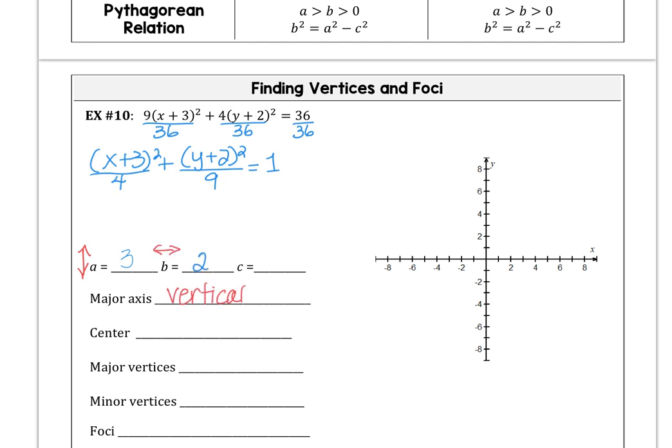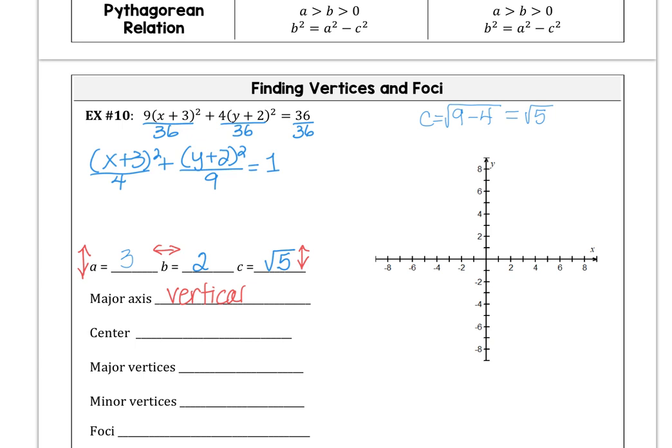And then how do we find c? c is the square root of a squared minus b squared. That's the square root of 5. It goes in the same direction as the a value. Square root of 5 is going to be a little bit bigger than 2, okay, without getting a calculator.